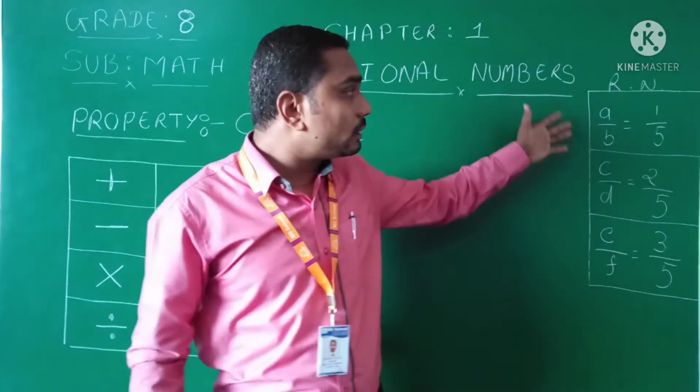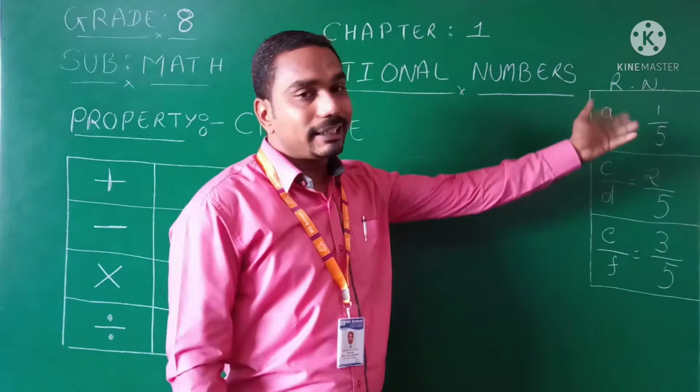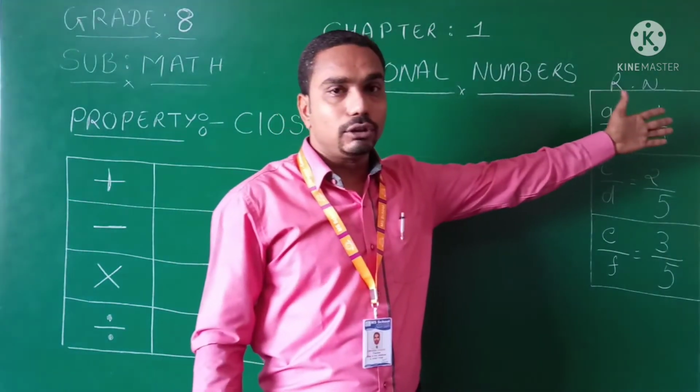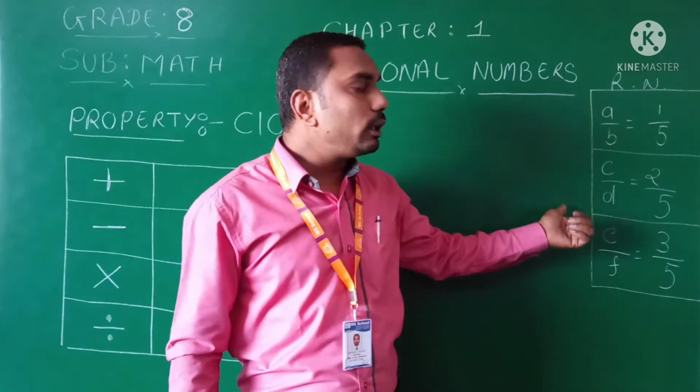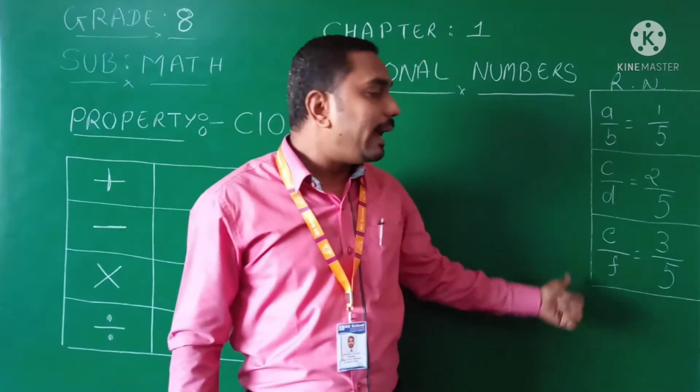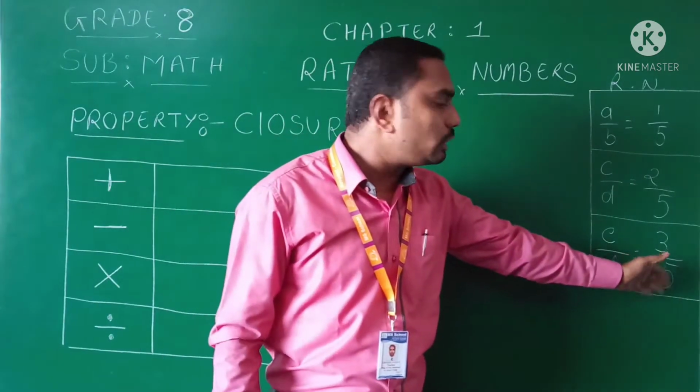Clear? I will take 3 rational numbers. For example, a upon b is equal to 1 upon 5, c upon d is equal to 2 upon 5, and e upon f is equal to 3 upon 5.